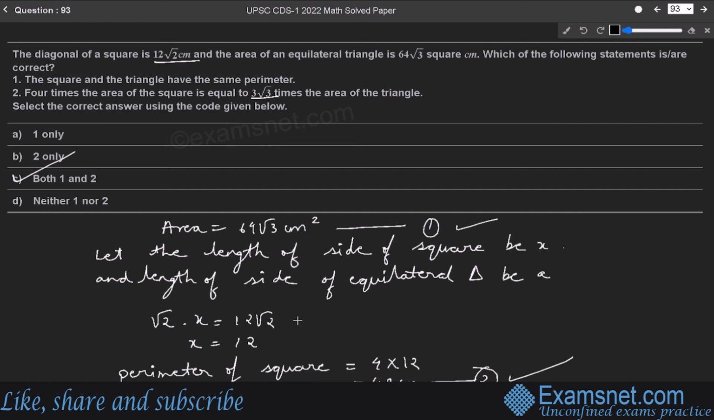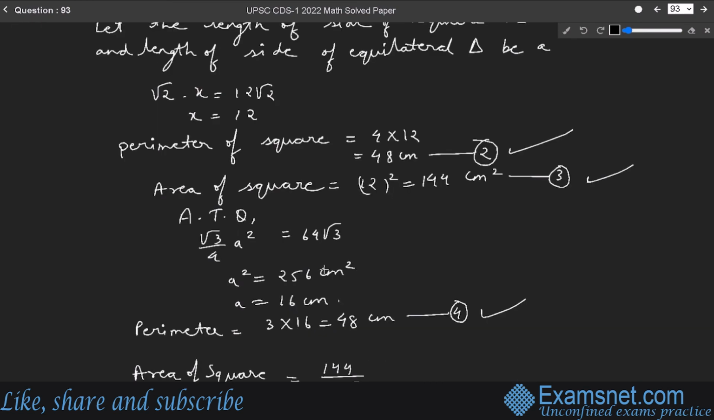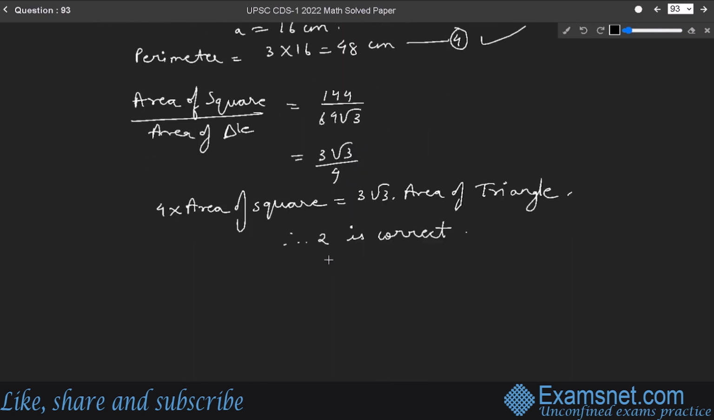In this question, first we found out the side for square and the equilateral triangle, and after finding the side, we found the perimeter and area, and we used perimeter and area to prove that both the statements are correct.